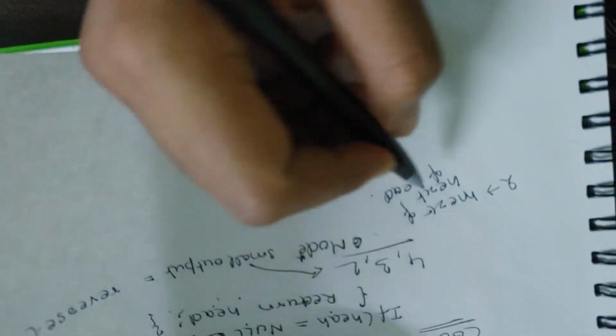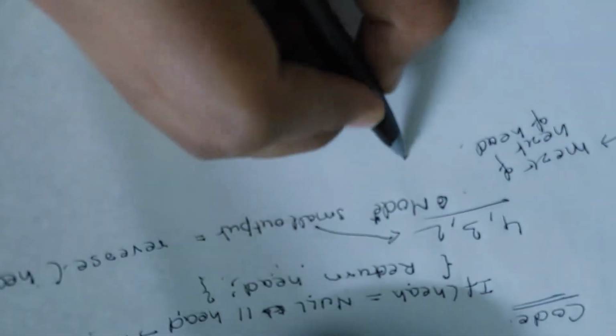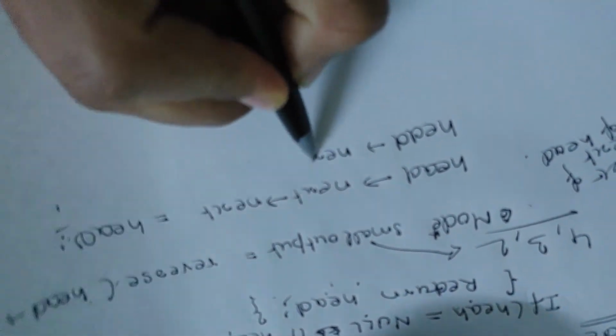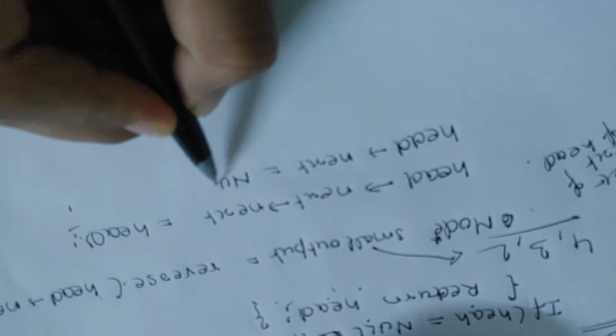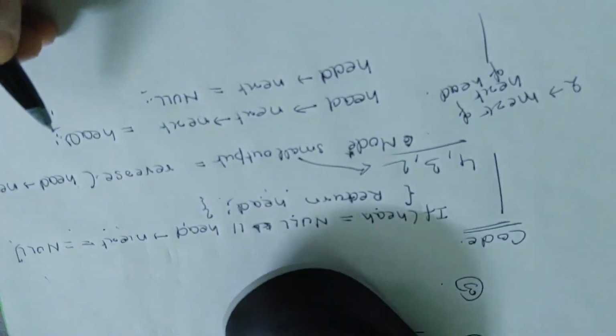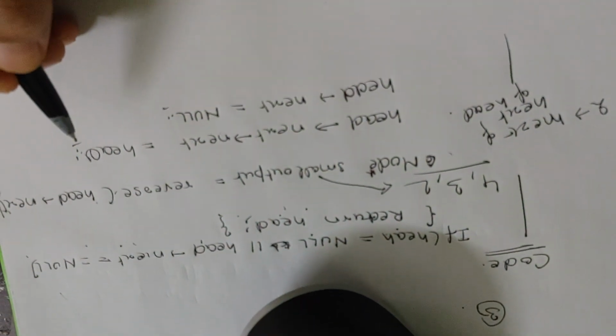So we'll say head next is equal to head. Get my point? And now we'll have to say that head next points towards null, and this is our reverse linked list. I hope you get my point. Thank you.